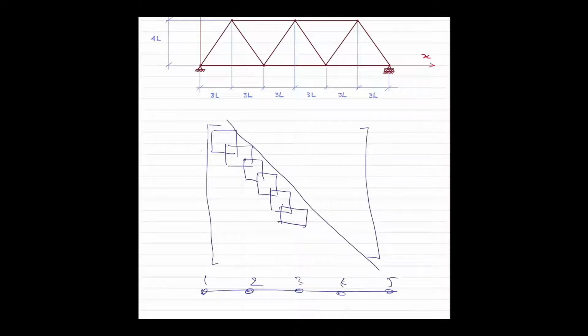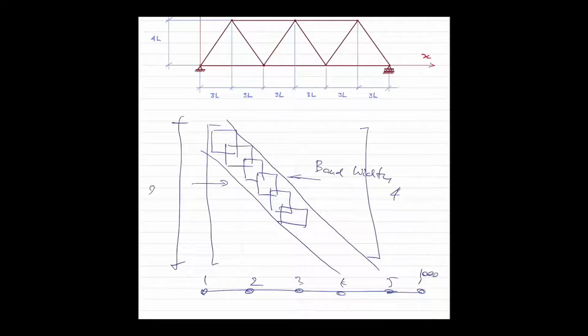So you have this band, all right? We call it the bandwidth. The width of the band is 4 for this problem. So if the node number goes up to 1000, that makes 2000 in this dimension, right? 2000 rows and 2000 columns.